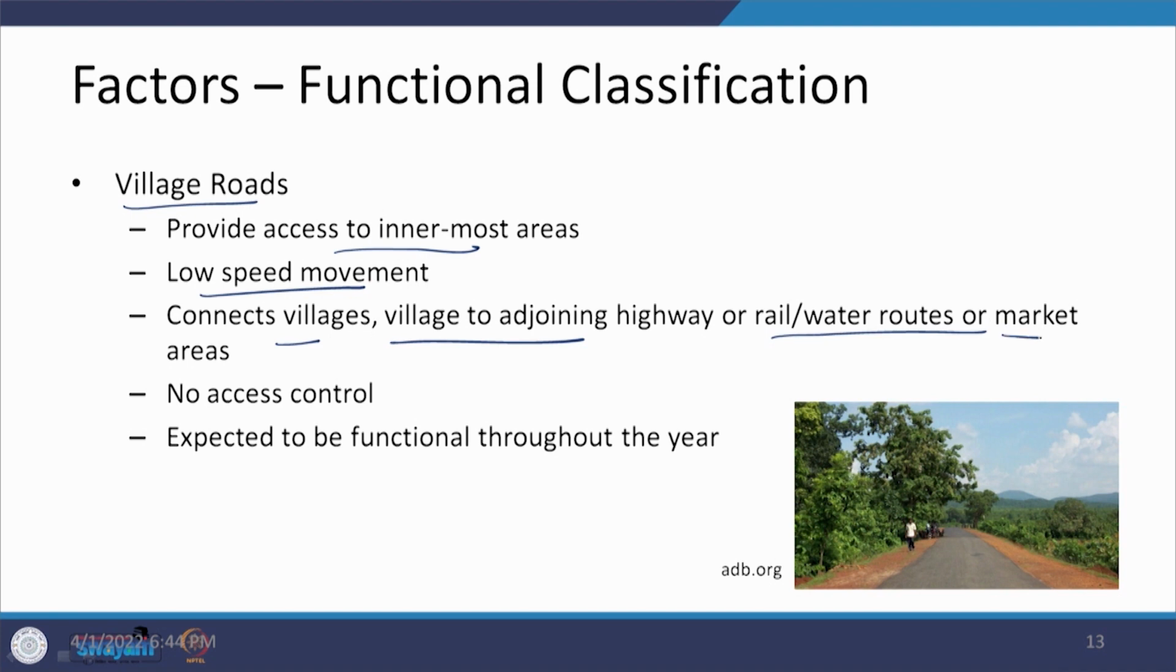They are going to connect with the market areas. If a highway is also passing through that area, then they should also provide connectivity to that, so that the traffic keeps moving across spaces and these villages do not become aloof or disconnected. Psychologically also, there is no access control on these roads. The width of the road is quite low, and that is okay because the amount of traffic on this particular road is also less, and they are also expected to be functional throughout the year.